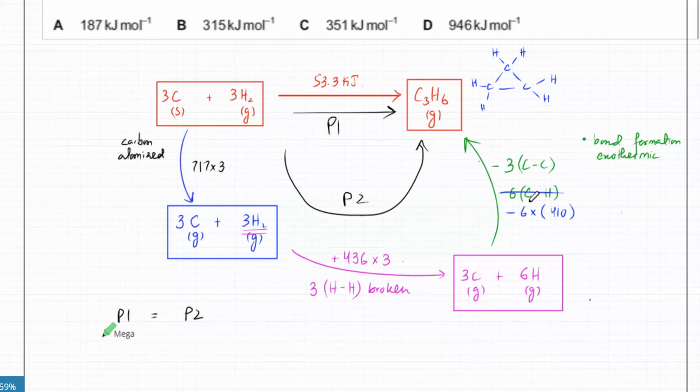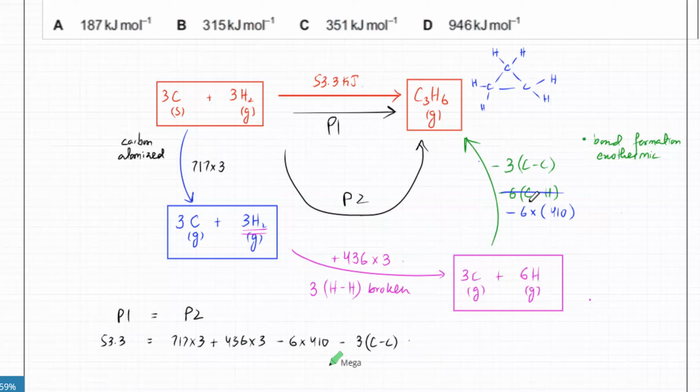So path number 1 is 53.3. Path number 2 is 717 times 3. Then it's 436 positive times 3. After that, did I miss anything? -6 times 410. And then I'm making these 3 CC bonds, which I don't know what the value is. So all I need to do now is make CC the subject of the equation.